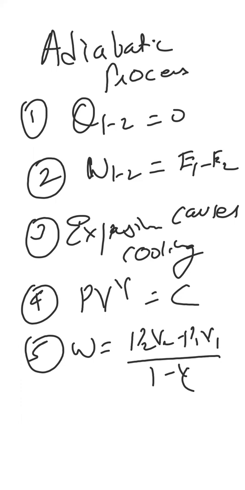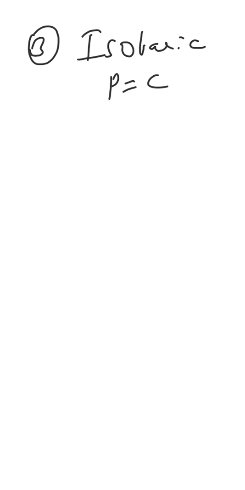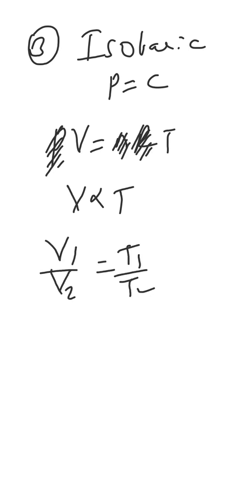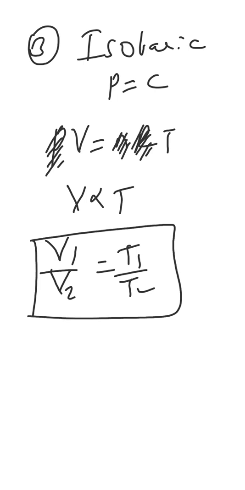Noted, everyone? Now we will go to the next type of process. We have done two processes till now, isothermal and adiabatic. Now we'll see the isobaric process. Isobaric process means pressure is constant. First apply the ideal gas equation, PV equal to nRT. Pressure is constant, n is constant, R is already constant, so volume is directly proportional to temperature. That means V1 by V2 is equal to T1 by T2. This is the equation for isobaric process.